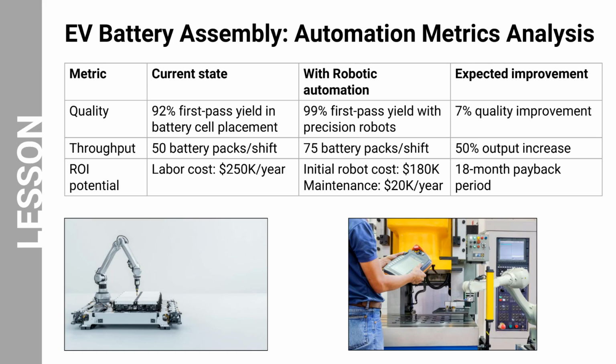The 18-month payback period is calculated based on savings. Current labor costs minus new maintenance costs, which equals an annual savings of $230,000. Given the initial investment of $180,000, it would take approximately 18 months to recover the investment through labor cost savings alone.